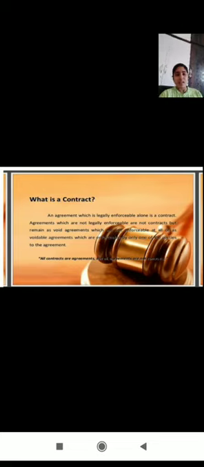Next, the contract definition. A contract is nothing but an agreement. An agreement which is legally enforceable alone is a contract. According to the Indian Contract Act, section 2(h) defines that a contract is an agreement which is enforceable by law.